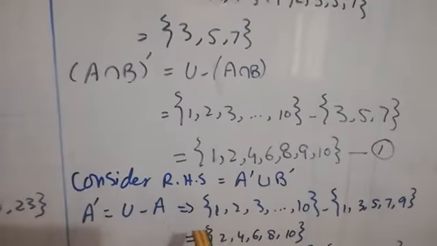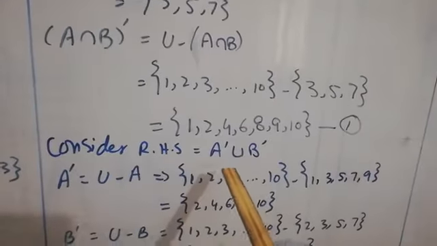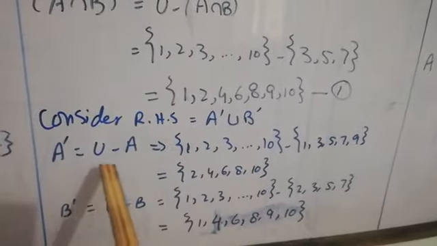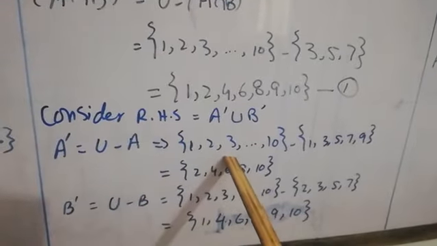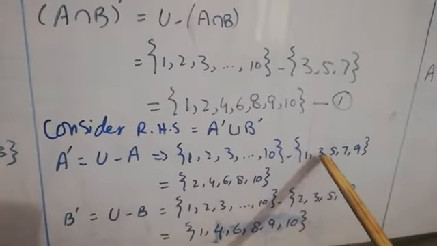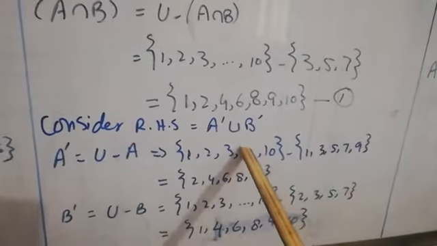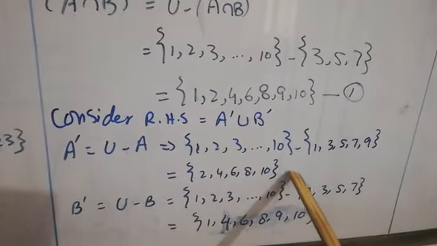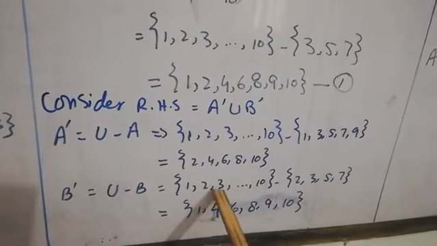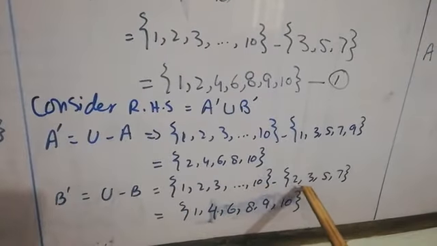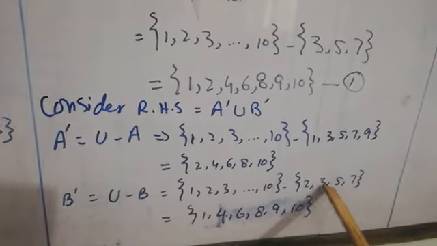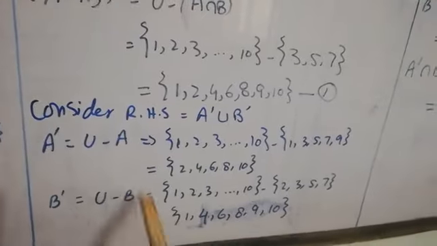Now we will move to the right hand side, which is A complement union B complement. First, A complement means U difference A. We will write U difference set of A. These are the odd numbers, so we will take all odd numbers from here, and we will write the even numbers 2, 4, 6, 8, 10. Now we will find B complement, which equals U difference B. Write 1, 2, 3, 4 and so on up to 10, difference 2, 3, 5, 7. We will write all the numbers from 1 to 10 except these four numbers. So this is B complement.